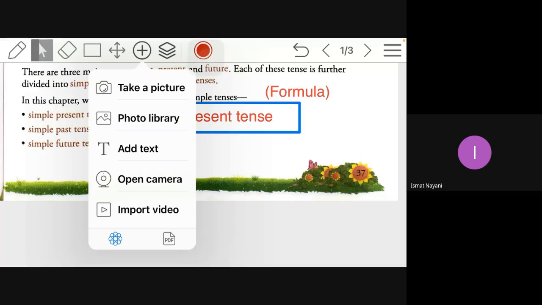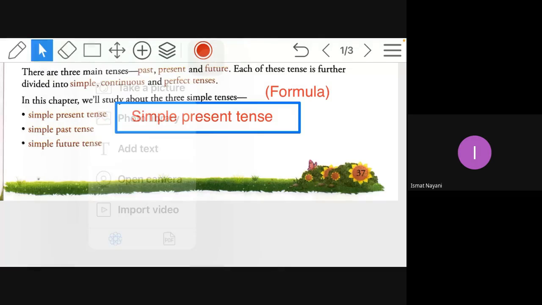Sayeda, that is not the formula. What you are saying are the things included in simple present tense sentences. I need the formula. Thank you. Mute your mic. Yes, Kulsum. What am I asking you? Formula.